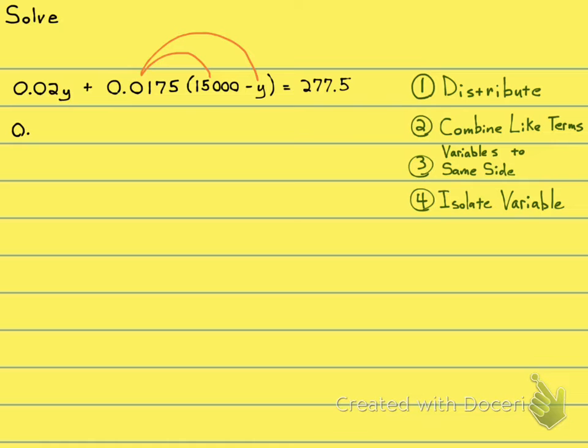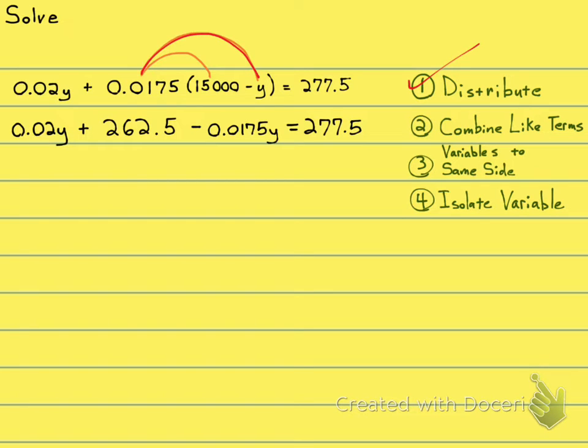So 0.02y comes down, plus, let me get my calculator, 0.0175 times 15000 equals, all right, that gives me 262.5. Now I'm multiplying a positive times a negative, so I am going to have a minus. And 0.0175 times y is 0.0175y. It equals 277.5. Okay, so step 1, distribution, is done.